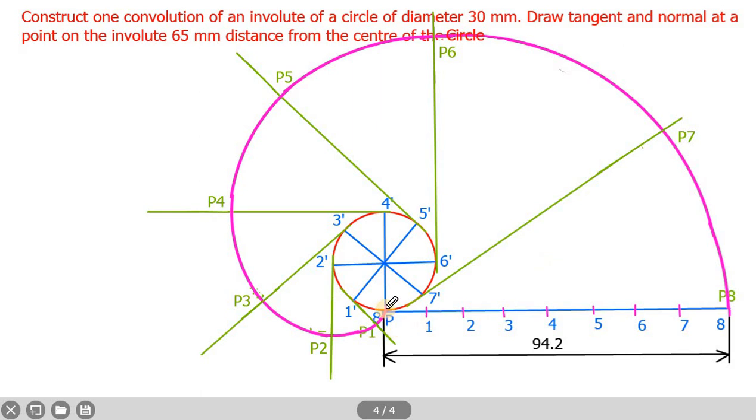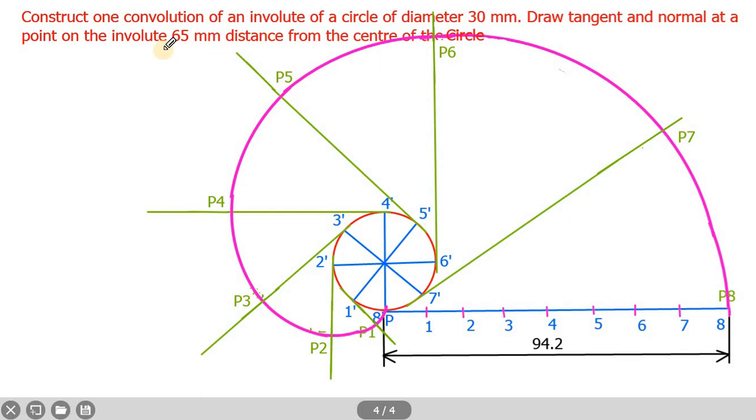So join 8 dash P1, P1 P2, P2 P3, P3 P4, like that join all the arcs smoothly to form an involute. Like that you can use a compass to form the smooth curve, provided the joints should be smoothly finished. So this can also be drawn using a French curve, which I showed in my first video.